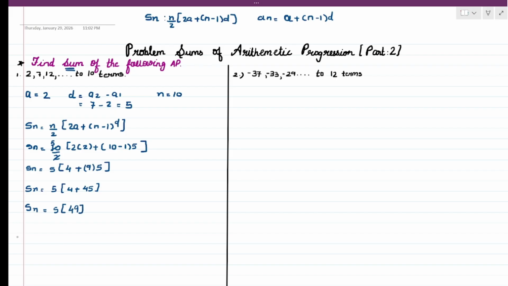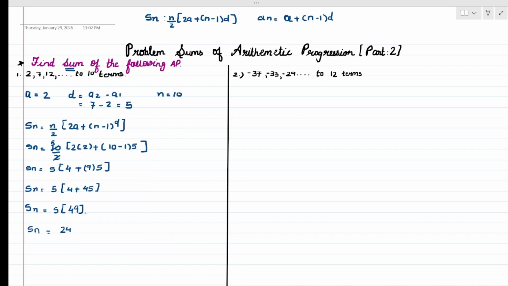Now multiply 5 with 49. What will you get as your answer? Sn is equal to 5 multiplied by 49, which is 245. So your answer is 245. Keep your answer in the box. This way you can easily find the summation of this AP up to the 10th term, which will be 245.